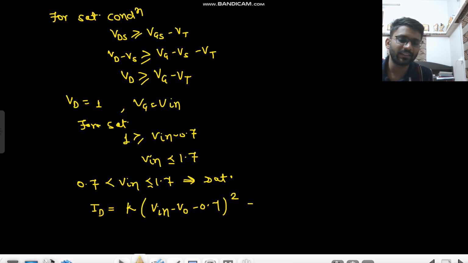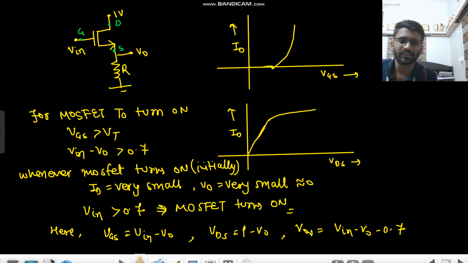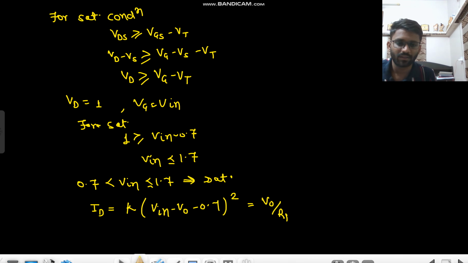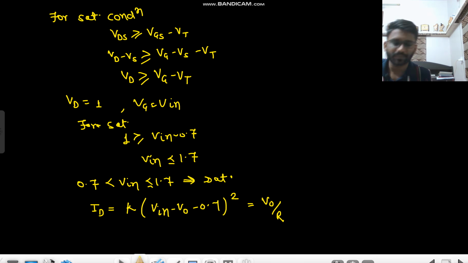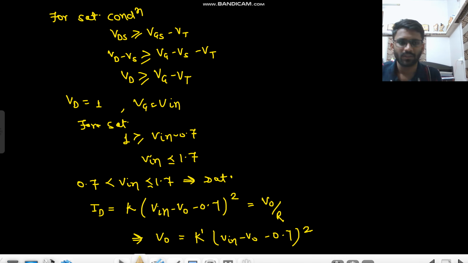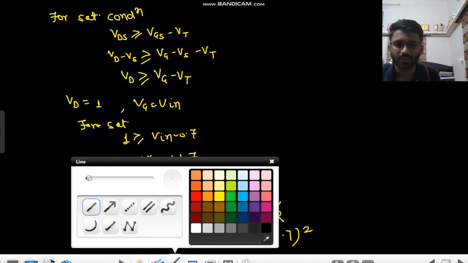This same ID is equal to V naught by R. The same current flows here; this is the capital ID, V naught by R. So from here you can conclude that V naught is some constant times V in minus V naught minus 0.7.